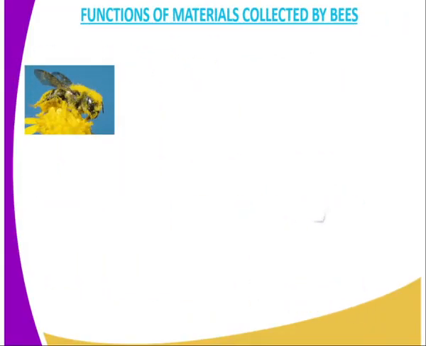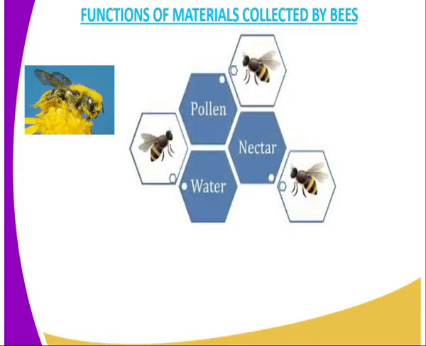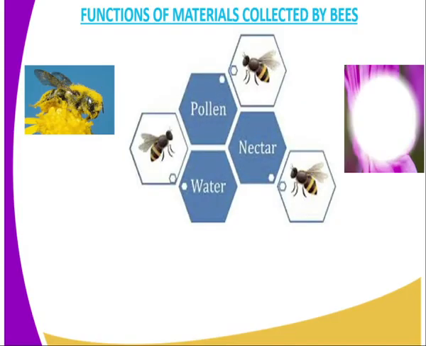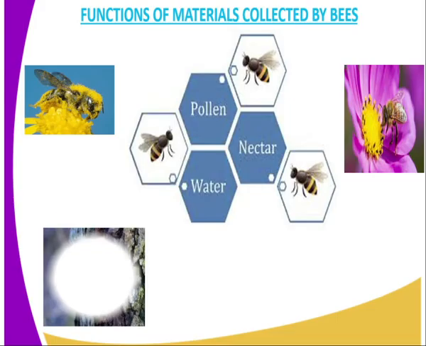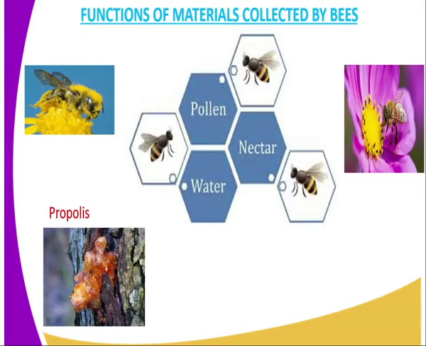Then we have functions of materials collected by the bees. We have several. You can see it ranges from pollen grain. We have the nectar. We have the water, and also we have the propolis. And what is the function of the pollen grain and nectar? The function of the pollen grain is as a source of food. Actually, pollen grain normally has a lot of protein content, and therefore it is used for feeding the queen and also the drones in the beehive.